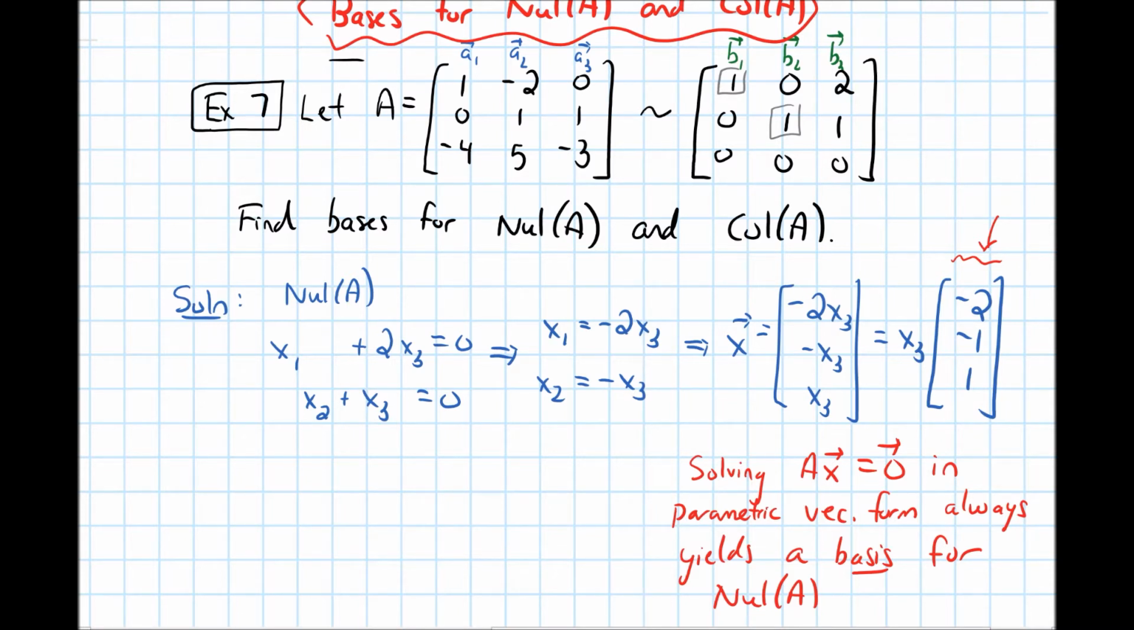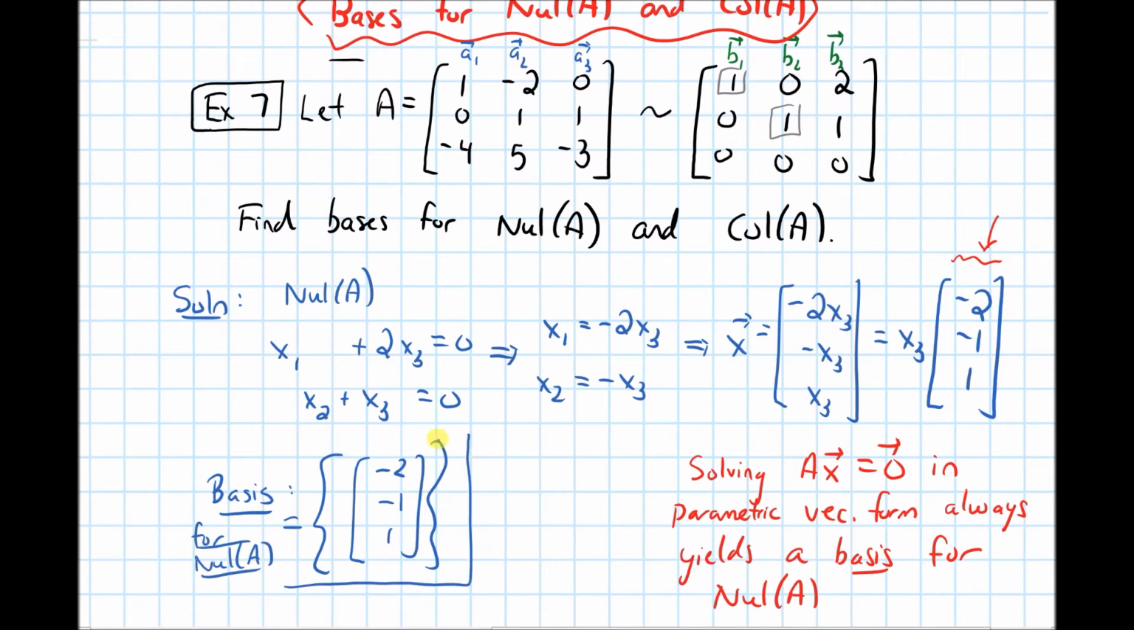So at this point, we're actually ready to write down a basis. So the basis for my null space is, in this case, just one vector: -2, -1, 1. The basis for the null space is just this vector right here. In general, they'll be the vectors that are attached to these free variables when I write down my answer in parametric vector form to the equation Ax equals 0.